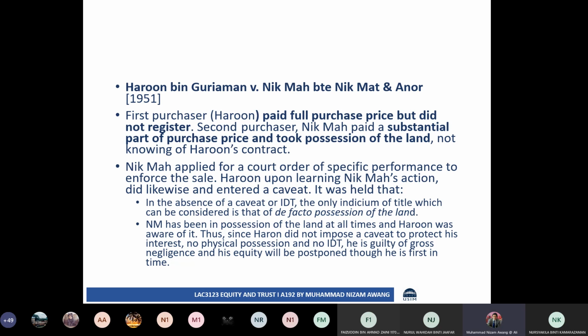And since Harun did not enter a caveat before Nikmah bought the land, he was guilty of gross negligence. Again, the court blamed the first equitable purchaser because of Harun's failure to secure the land by way of caveat. The fact that Nikmah had been in de facto possession of the land gave her a better right over the land than Harun.